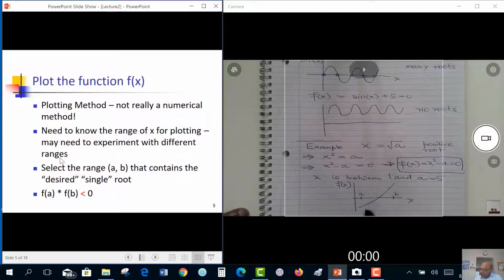And you can see that whatever is the sign of the function at a, we will have the opposite sign for the function at b. So that would mean the function of a times the function of b would always be less than 0 if it contains at least one unique root.